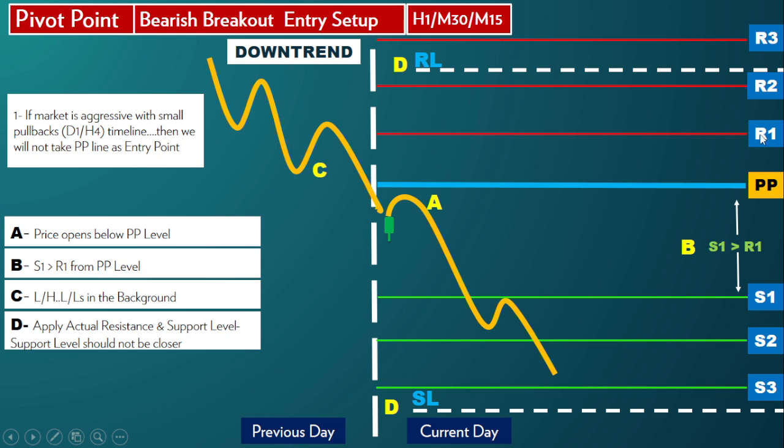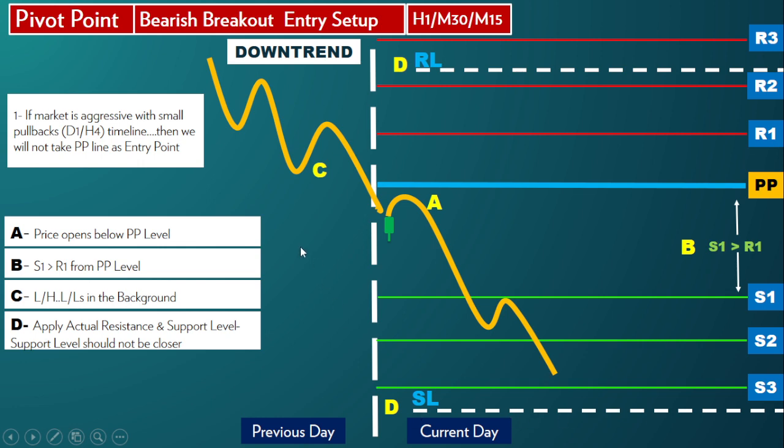Don't forget this, because these resistance and support levels are pivot point specific. So if you are forgetting the actual support and resistance levels, I think you are missing a lot. You are going to suffer losses if you are forgetting your actual resistance and support levels. And then one more thing, you need to make sure that the support level should not be closer. So something like here, if there's a support level, it should not be closer to the price movement, because if it's closer, then the price may bounce back from it. So we don't want any restriction over here.